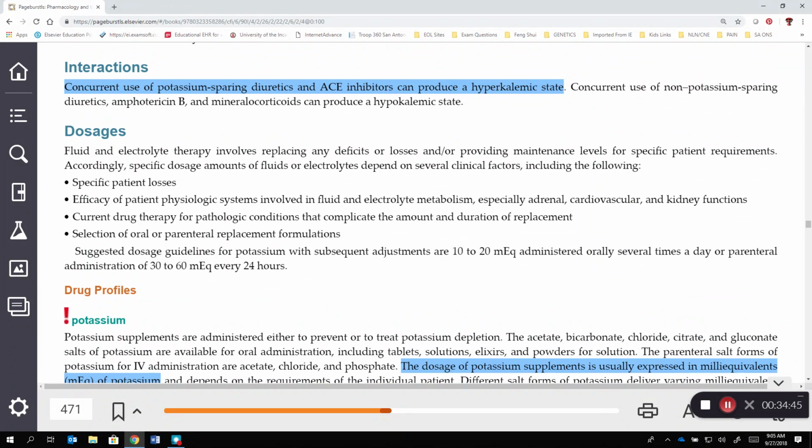So what types of things could interact with potassium? Well, a patient taking a potassium sparing diuretic like spironolactone and taking an ACE inhibitor can actually become hyperkalemic, because both of these things, the ACE inhibitors help to preserve potassium in the body, and the potassium sparing diuretics do the same thing. And so we want to be very careful about those two things being administered together.